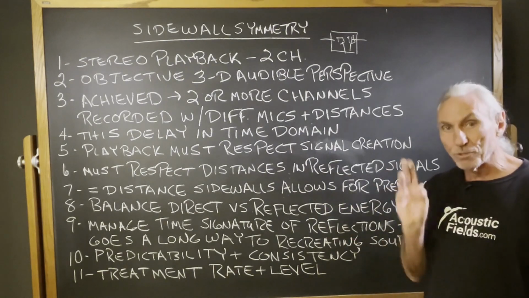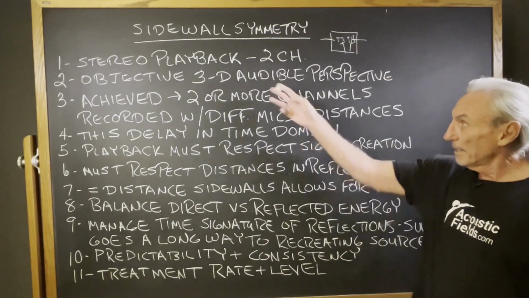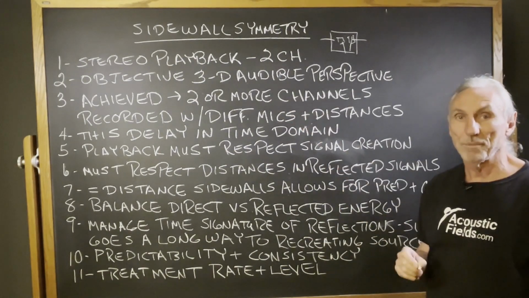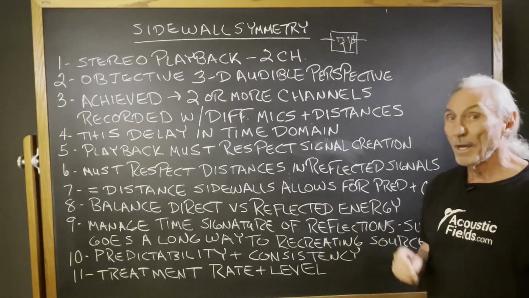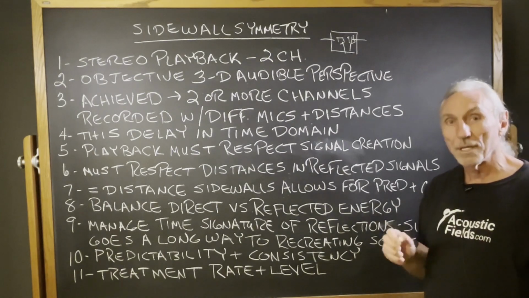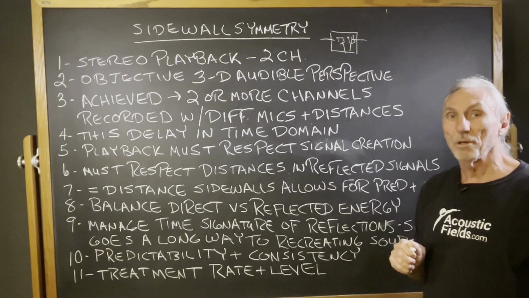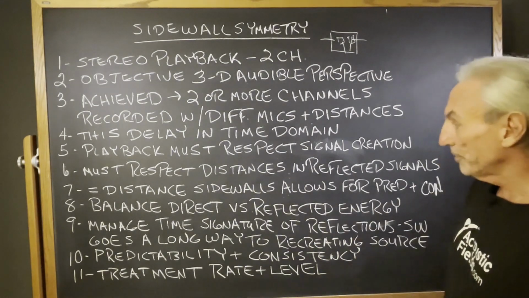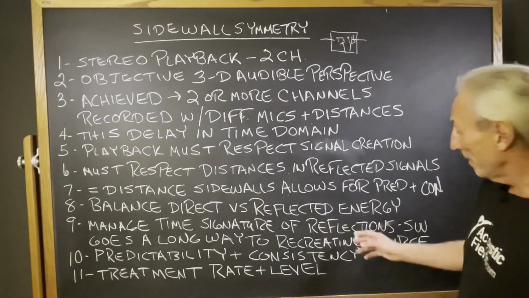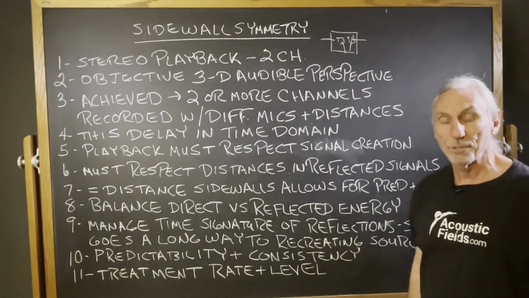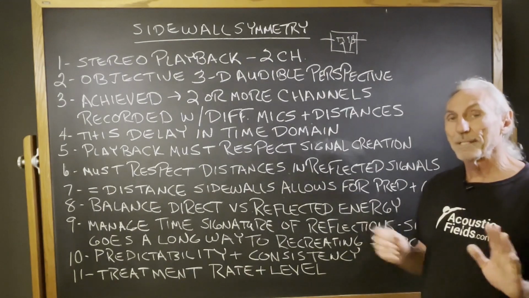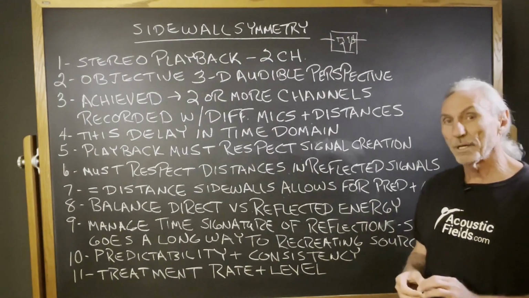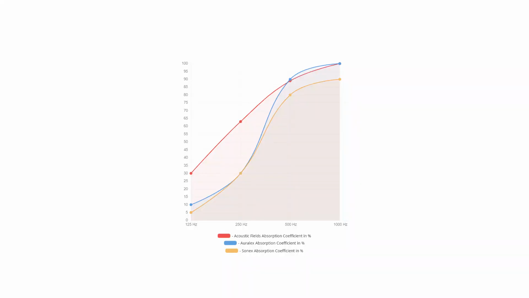And in order to achieve a strong center focus and get that 3D perspective, we have to have symmetry in our sidewall distances. I like to see symmetry in the construction methodology also of the walls. That can play a big factor too. We've got to balance the direct versus reflected energy. We have to manage the time signatures of those sidewall reflections too. And that takes rate and level. And you can see our absorption curves for our foam technology, which is a common technology that we use for managing reflections. Okay?